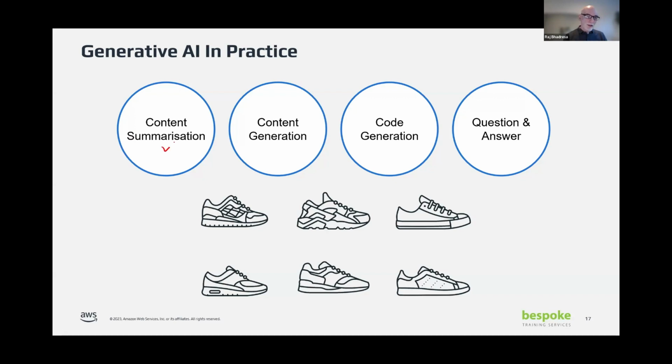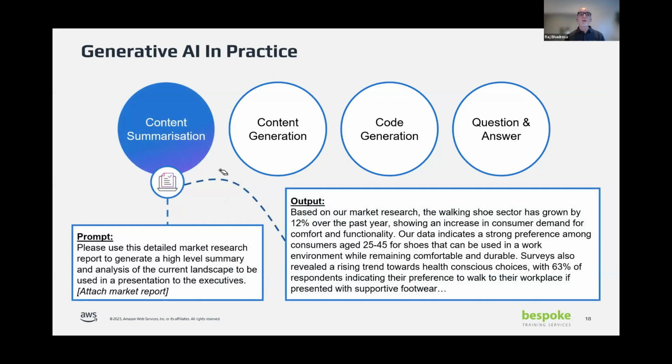So we're going to talk about content summarization that we can use generative AI for, content generation, code generation, and maybe also the classic chatbot idea with Q&A. So how might that work for this fictitious organization? Well, the first thing they may need to do is provide some kind of executive summary report.